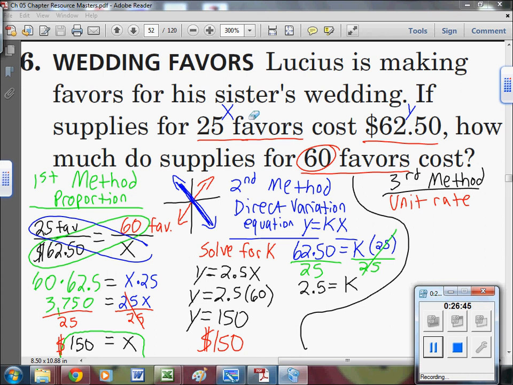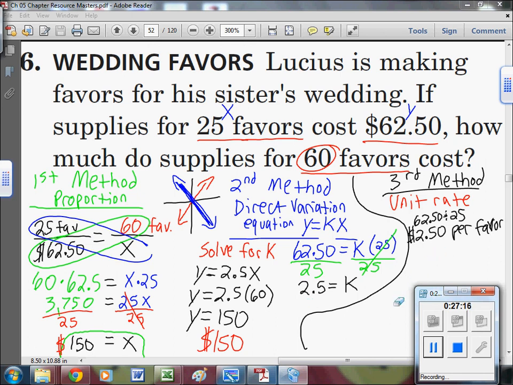So for example, if you had 62.50 and you have 25 favors, the unit rate method would be that a lot of people would do 62.50 divided by 25 favors. Hey, that's actually something we did over here, so we already know that it's going to equal 2.5. So that's going to tell us $2.50 per favor. So that's the unit rate method.